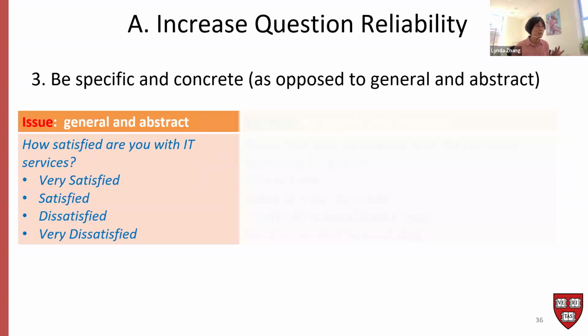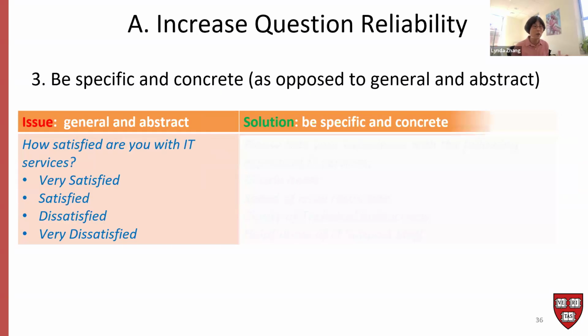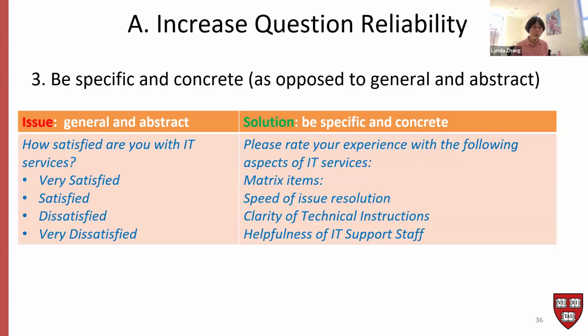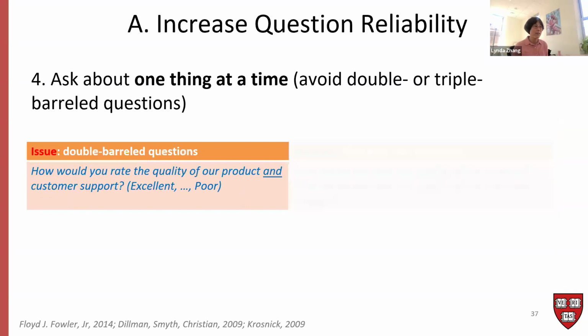And the third way is to be specific and concrete, which is somewhat similar to the previous one, as opposed to general and abstract. Here's an example. How satisfied are you with IT services? Different respondents may focus on different dimensions. Therefore, you want to be specific and concrete and say, please rate your experience with the following aspects of IT services, such as speed of issue resolution, clarity, and helpfulness of IT staff. So be specific and concrete.